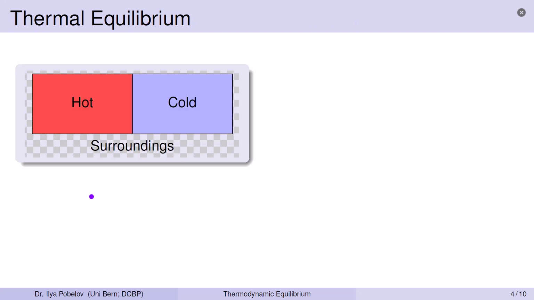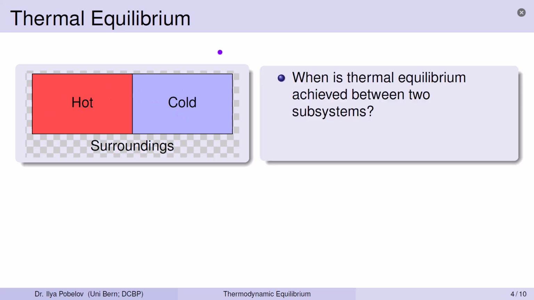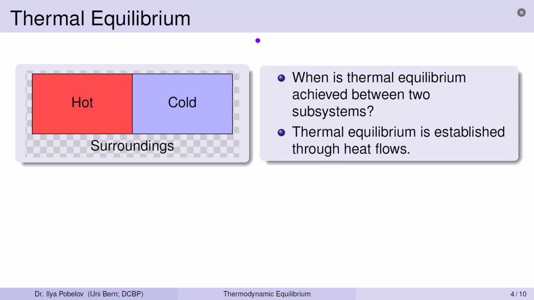And now, what about thermal equilibrium? We have a similar setup, but now we are dealing with a hotter subsystem and a colder subsystem, which can, of course, exchange heat. So, when is thermal equilibrium achieved in such a system? Thermal equilibrium is established through the flow of heat. This means that heat flows from the hotter subsystem to the colder subsystem, analogous to mechanical equilibrium.